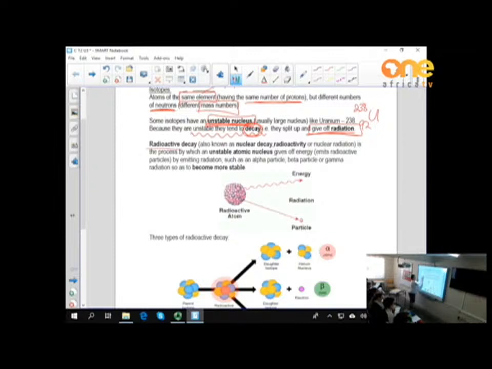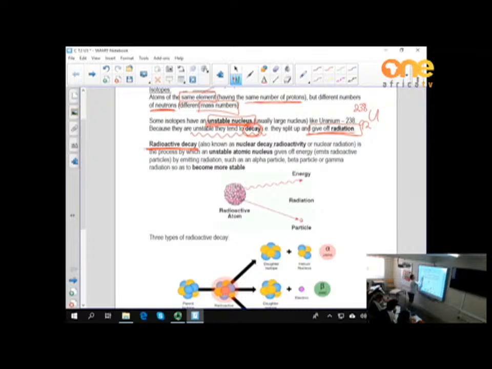Now, radioactive decay, not all elements undergo radioactive decay. For example, carbon. Carbon has got 2 very common isotopes, carbon-12 and carbon-14. Carbon-12, how many electrons does carbon have? 6, it's atomic number 6. So carbon-12 will have 6 protons, 6 neutrons. But carbon-14 will have 6 protons and 8 neutrons. This makes carbon-14 unstable, and carbon-14 is radioactive. All right.